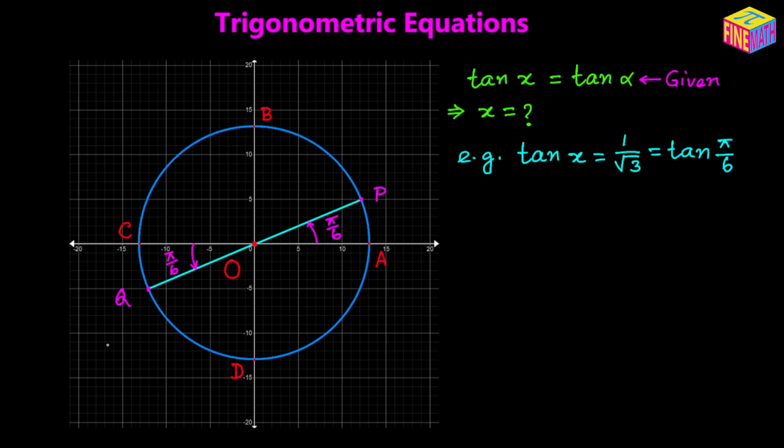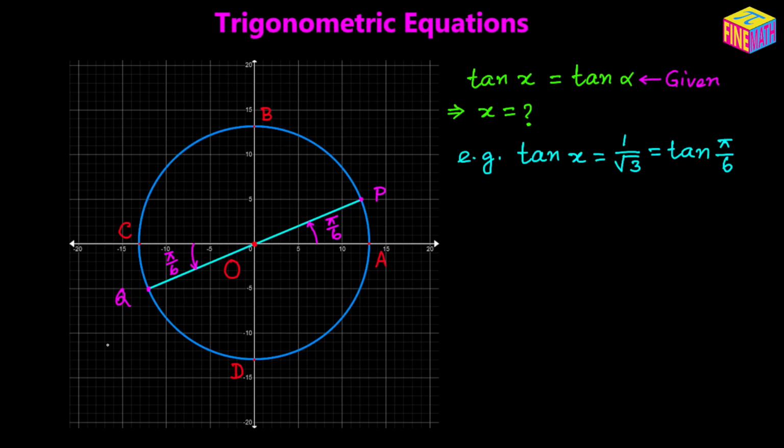Now do we have any other angles whose tangent also will give us the same value of 1 over square root of 3? The answer is actually yes. There are infinite number of angles, because these are periodic functions. So there are infinite number of angles that will give us the same value of positive 1 over square root of 3. So now let's try to see what are those angles, or how we can come up with the general solution, meaning the values of x for this particular trigonometric equation.